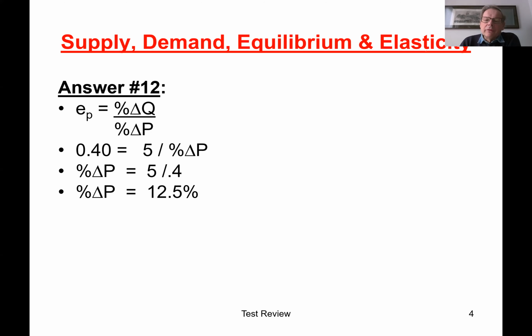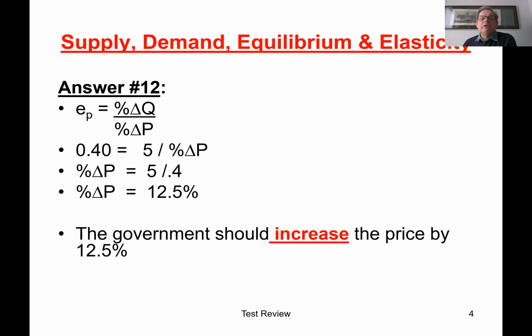12.5%. Remember, they want to reduce the consumption by 5%. So to reduce the consumption, they have to increase the price by 12.5%. That increase in price is critical to your answer. If you leave it at 12.5, it's going to be wrong. So it's an increase in price of 12.5.